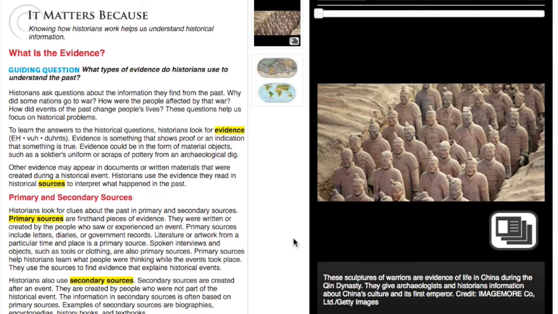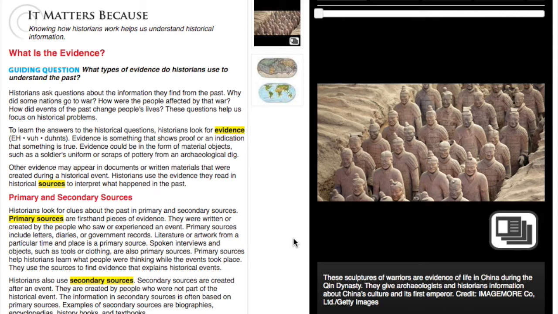Continuing on, we have secondary sources. It says historians also use secondary sources. Secondary sources are created after an event. They are created by people who were not part of the historical event. The information in secondary sources is often based on primary sources. Examples of secondary sources are biographies, encyclopedias, history books like you're reading, textbooks like you're reading. And so a secondary source contains background information. Secondary sources also offer a broad view of an event. However, a historian must use primary sources to find new evidence about a subject.